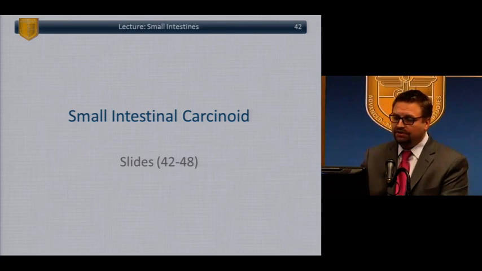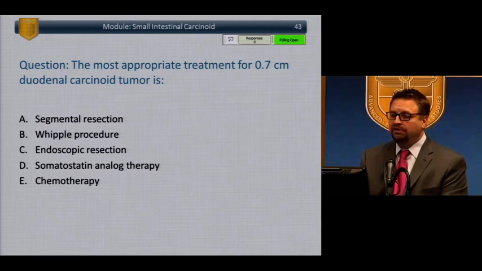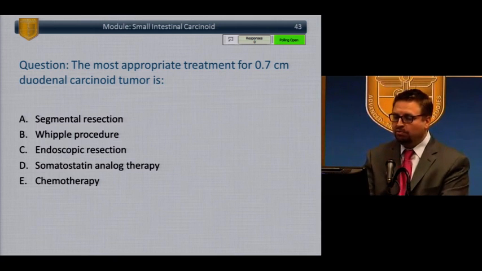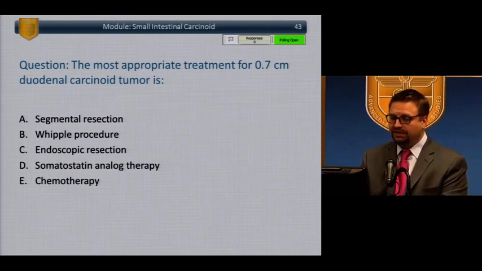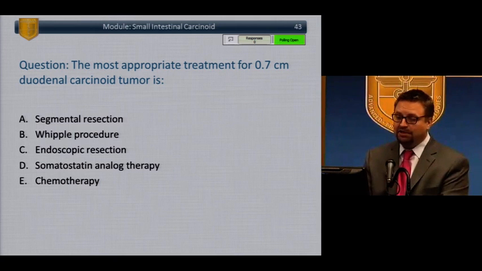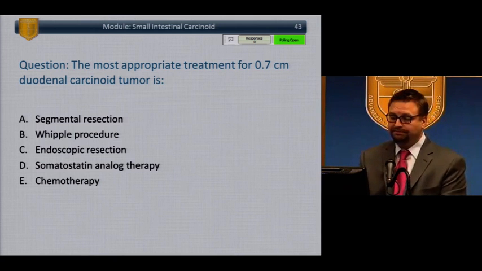Okay, carcinoids. So let's look at a case here. Most appropriate treatment for a 0.7 centimeter duodenal carcinoid is segmental resection, Whipple procedure, endoscopic resection, somatostatin analog therapy, or chemotherapy.